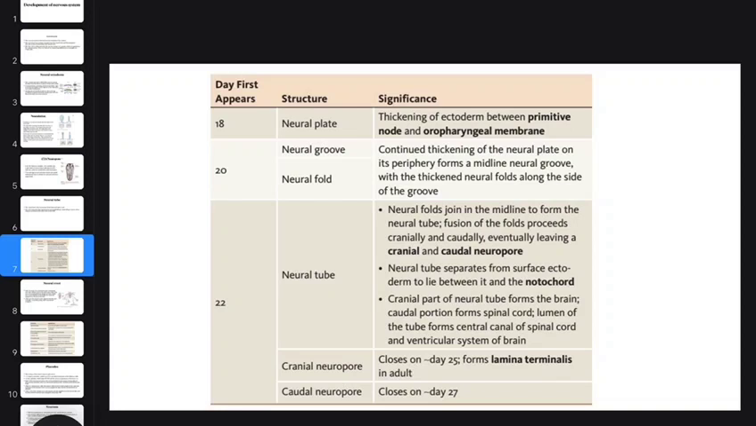And the neural tube separates from the surface ectoderm to lie between it and the notochord. The cranial part of the neural tube forms the brain, while the caudal part forms the spinal cord. And the lumen of the tube forms the central canal of the spinal cord and the ventricular system of the brain. And the cranial neuropore closes on the 25th day and the caudal neuropore on the 27th day.